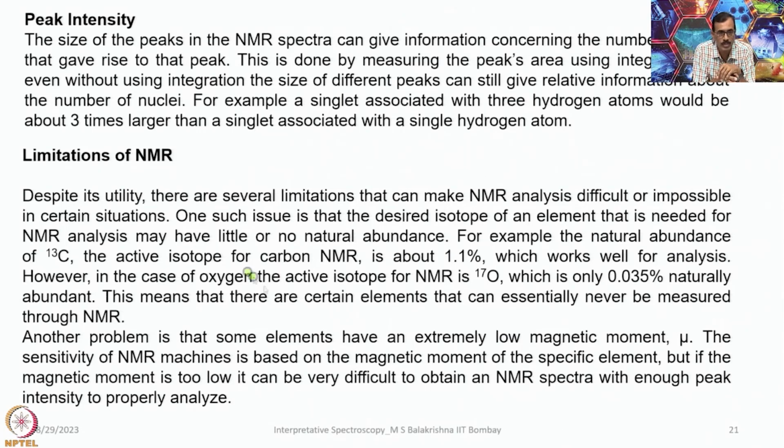Another problem is that some elements have an extremely low magnetic moment. That means the sensitivity is very, very low. The sensitivity of NMR machines is based on the magnetic moment of the specific element, but if the magnetic moment is too low, it can be very difficult to obtain NMR spectra with enough peak intensity to properly analyze. So these are the limitations of NMR: one is low abundance and another is the low magnetic moment value.